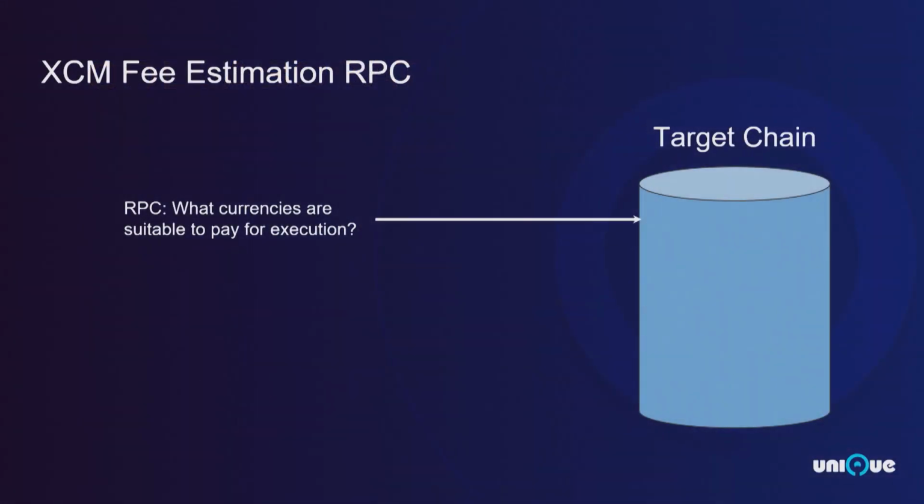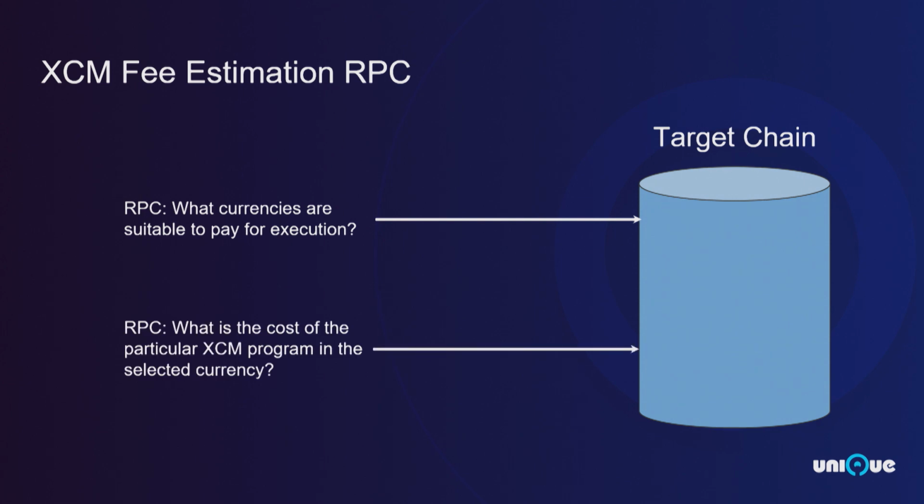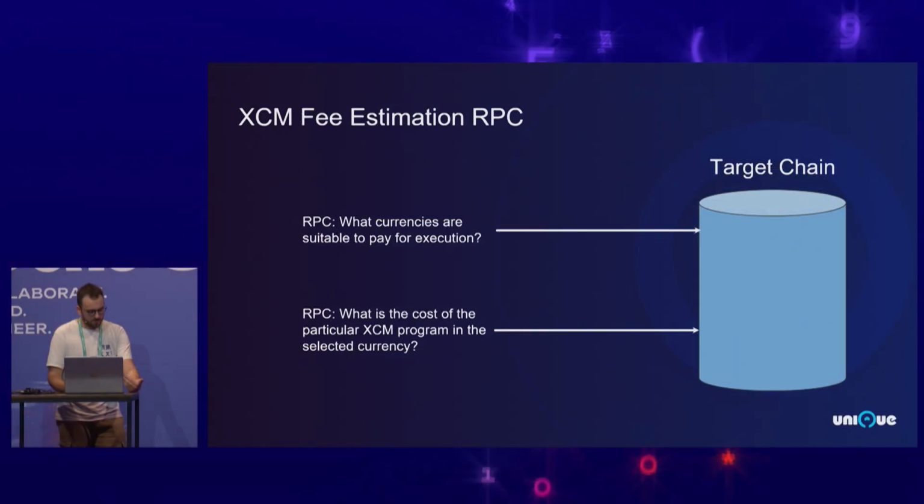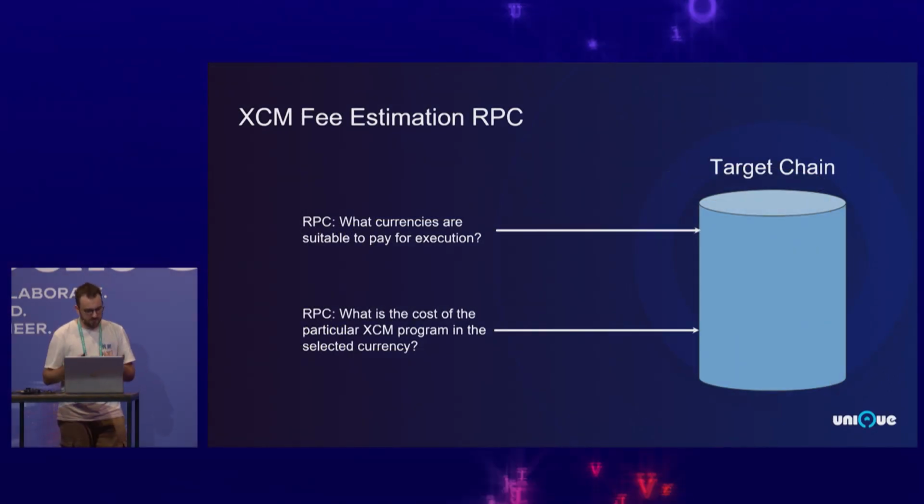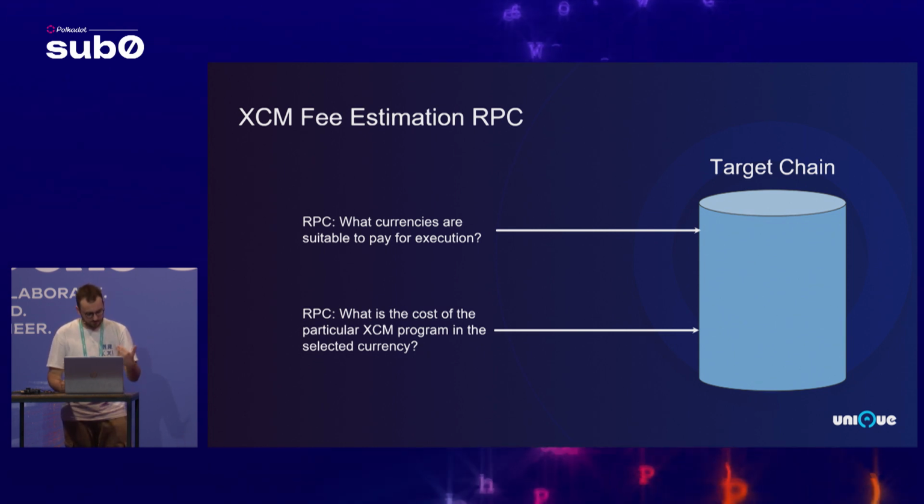We need a mechanism to ask the target chain about currencies in which we can pay, and then we can ask it about the cost of an individual XCM program in the selected currency. The easiest way to implement such a mechanism is to make a standard RPC for querying the cost of an XCM program in the selected currency. Such an RPC will be similar to the existing transaction payment API for extrinsics.